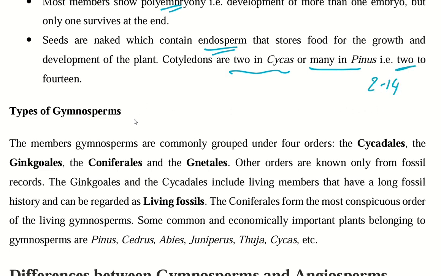And talking about the types of gymnosperms, the members are commonly grouped under 4 orders, that is Cycads, which includes Cycas, Ginkgoales, example Ginkgo, which is the living fossil, Conifers like Pinus, and Gnetales like Gnetum. Some orders are known only from the fossil record, and the Ginkgoales and the Cycads include living members that have a long fossil history and can be regarded as living fossils. And the Conifers form the most conspicuous order of the living gymnosperms.